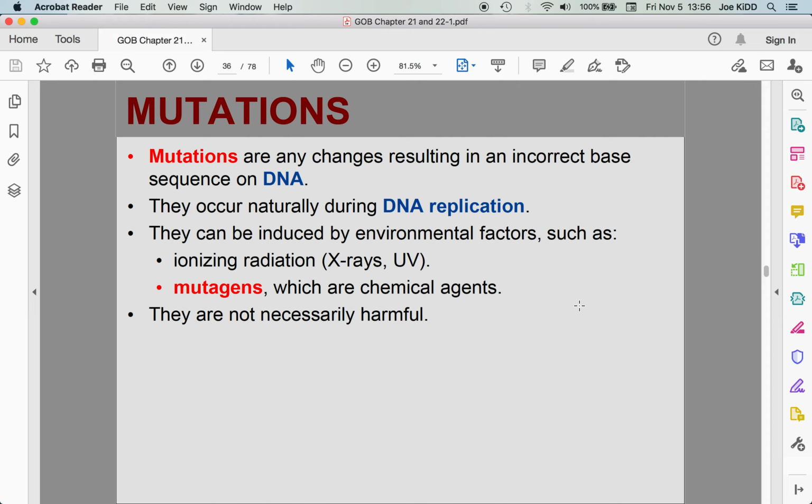Now, with all these safety features in place to help minimize changes and errors in the DNA, sometimes those do occur. These are called mutations. This is any change that results in an incorrect base on the sequence of the DNA. They do occur naturally. DNA replication is not perfect. However, they can be induced by environmental factors, including radiation from UV, X-rays, things like that, or chemical agents. Not all mutations are necessarily harmful or even something that would be noticeable, for good or for bad.